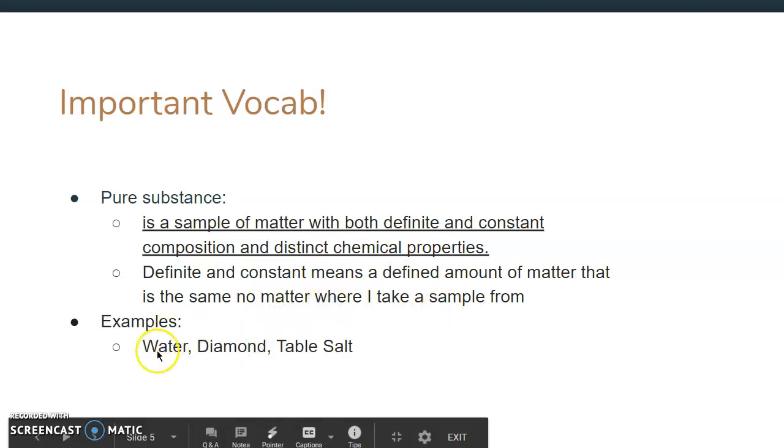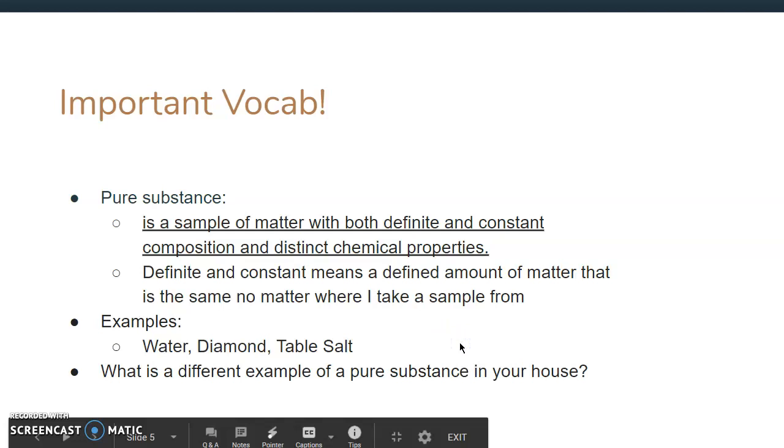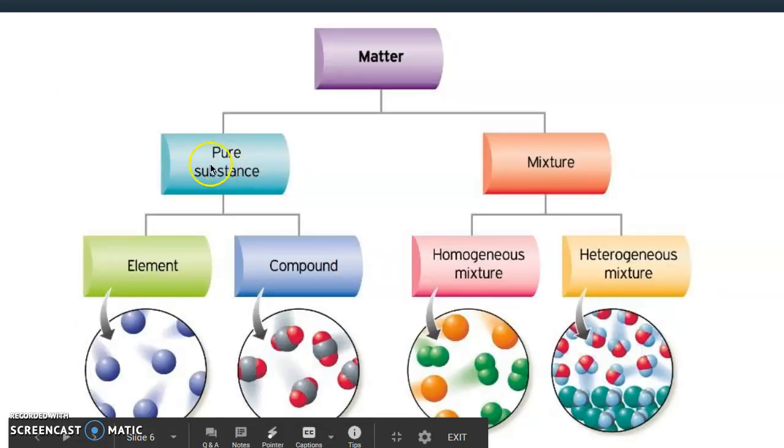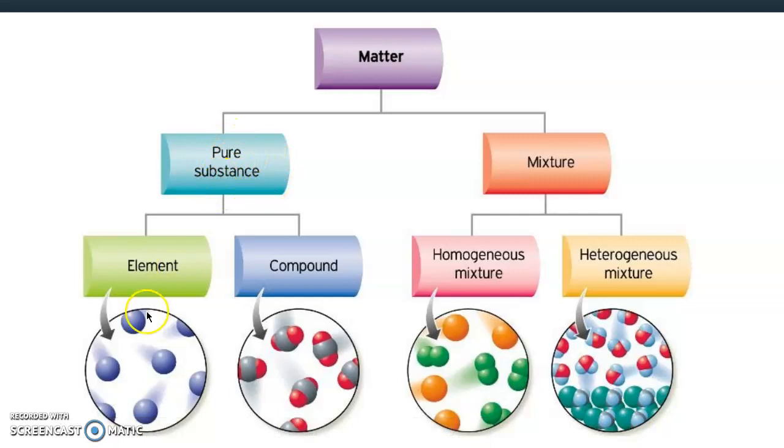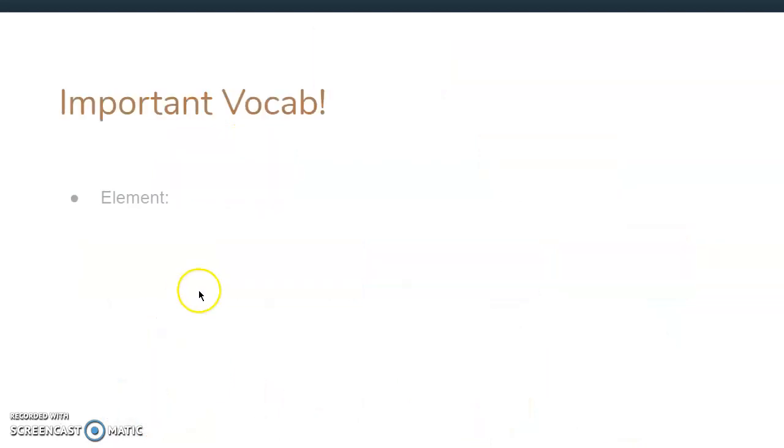Some great examples are water, diamond, and table salt. So please write down those examples. They'll be helpful for further exercises. And then I also am curious if you can think of any more pure substances that might be lying around your house. Alright, so we just did our pure substances, so we are going to go into elements next.